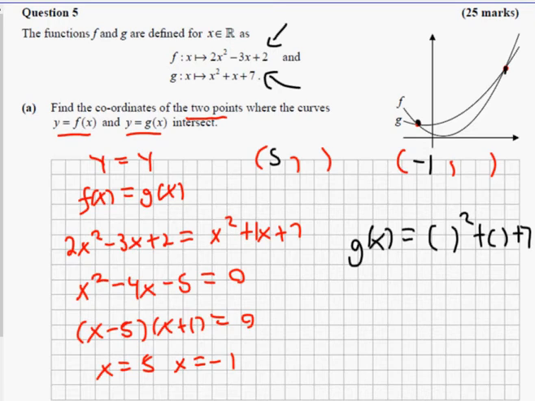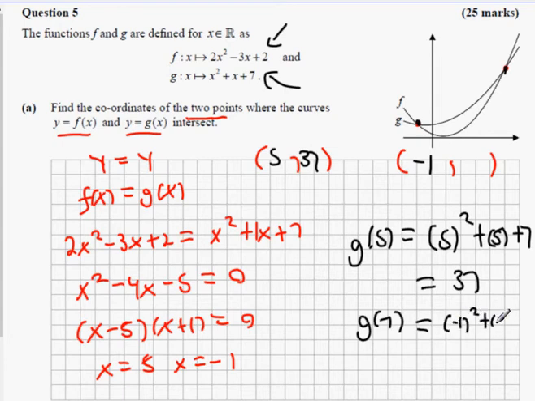So all I have to do is put in g of 5, isn't it? So 5 squared plus 5 plus 7 is 37. And then g of minus 1 is going to be minus 1 squared plus minus 1 plus 7.